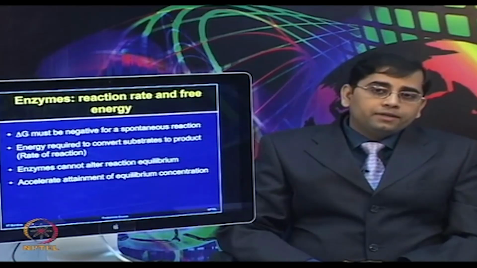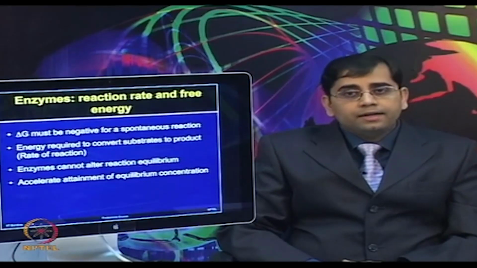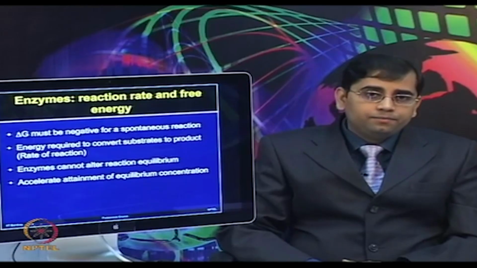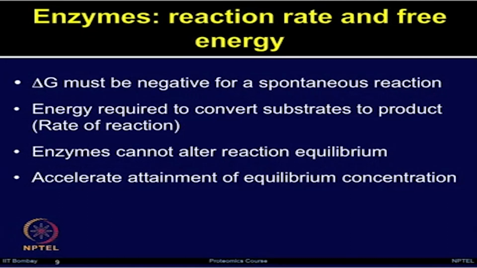Let us now talk about free energy and enzymes. So, remember the concept of entropy, delta G equals delta H minus T delta S. So, delta G must be negative for a spontaneous reaction. The energy which is required to convert the substrate to product determines the rate of reaction, and enzymes can only affect the rate of a reaction. So, enzymes cannot alter reaction equilibrium, they can accelerate attainment of equilibrium concentration.